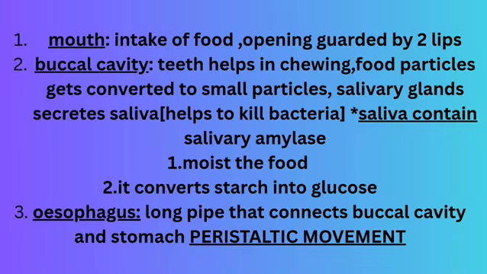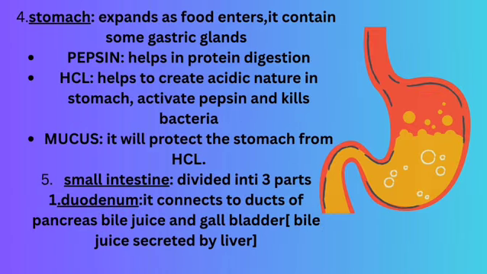3. Esophagus, a long pipe that connects the buccal cavity and stomach. The food moves through the food pipe by a movement called peristaltic movement. 4. Stomach, expands as food enters, it contains gastric glands. Pepsin helps in protein digestion. HCl helps to create an acidic nature in the stomach, activates pepsin and kills bacteria. Mucus protects the stomach from HCl.